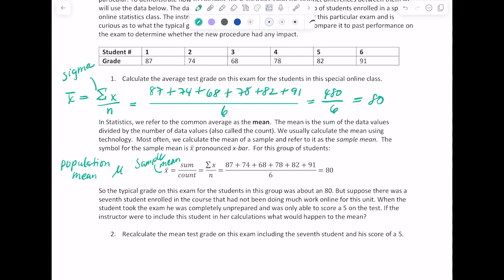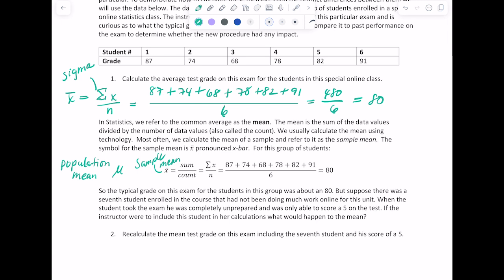So that just means the typical grade on this exam was about an 80. Okay, but let's say a 7th student gets placed into that data set and they scored a 5 on the test. What's going to happen to the mean? So if you have an average of an 80 and you add an extra value in there that's low, like a 5, it's going to pull the mean down.